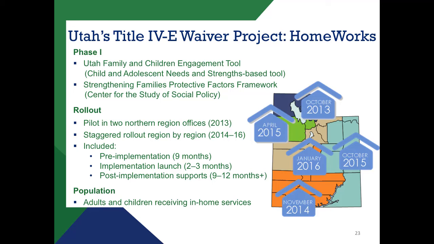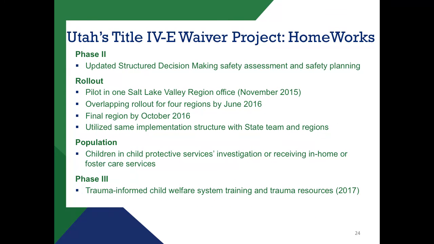Obviously, there was overlap to be able to achieve the timelines, and that was a little complex, but it really helped. So that gives you some perspective. And for Utah, we are targeting adults and children receiving in-home services primarily. The second phase of our waiver is an updated structured decision-making safety assessment tool and safety planning training.